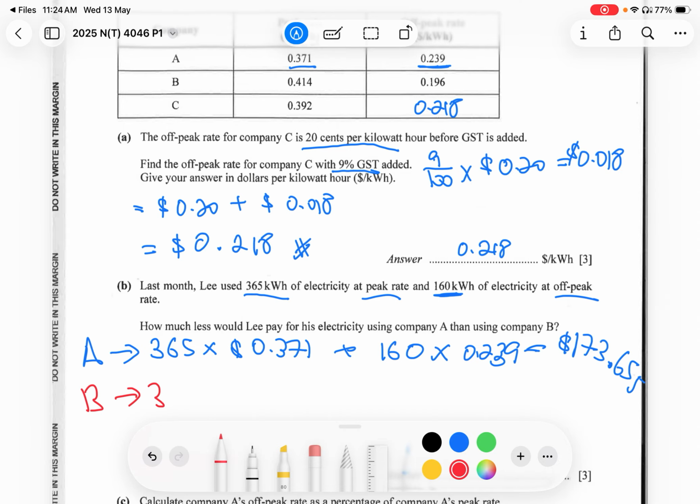For B, how much did he get? For B is 365 times 0.414, plus 160 kilowatt hours times 0.196 for B. Going to the answer.